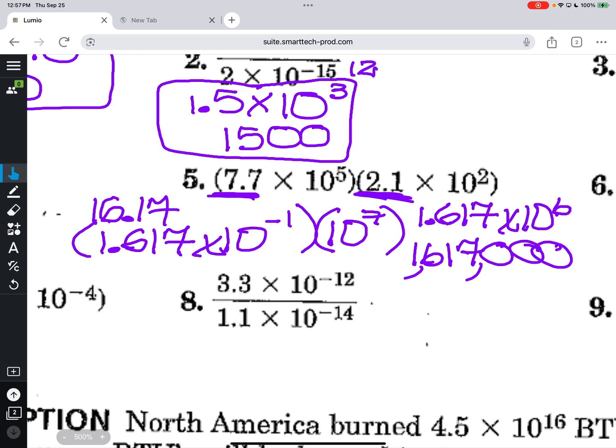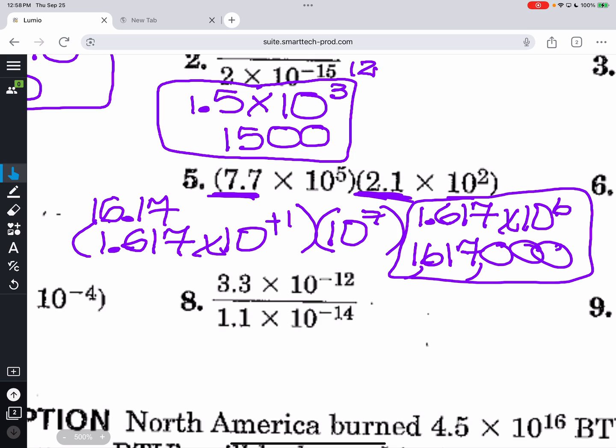Where'd you get the negative 1 from? Okay, it's got to be a positive 1, and that's going to be 8. So it's 16.17, but it needs to be 1.617. So we had to make it a smaller number than our original. So it's going to be times 10 to the 1st.